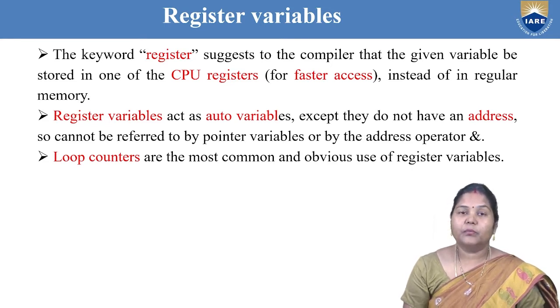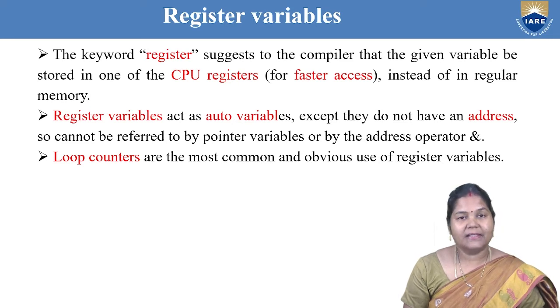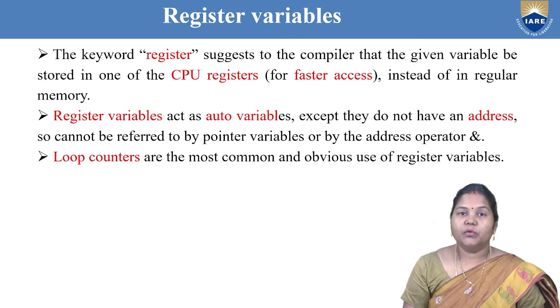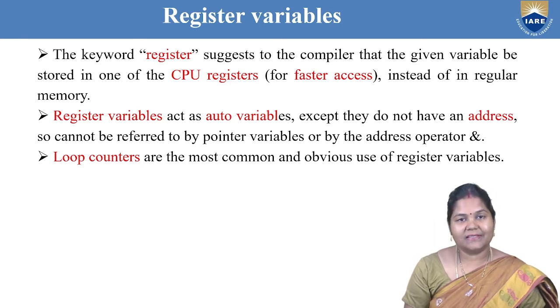But only in terms of address, they are different. Automatic variables will have a proper memory address, so you can access those variables using the address operator. Whereas register variables are stored in CPU registers, so they cannot be referenced through pointer variables or the address operator. Loop counters are the most common and obvious use of register type variables.